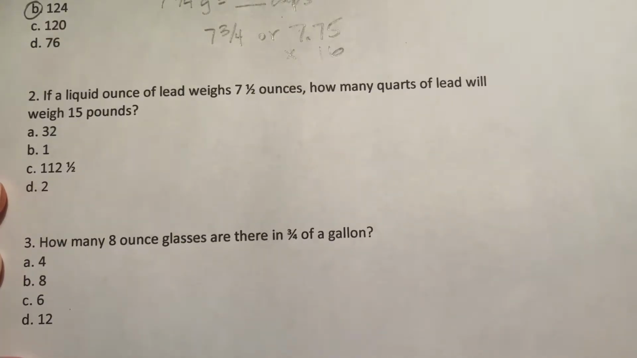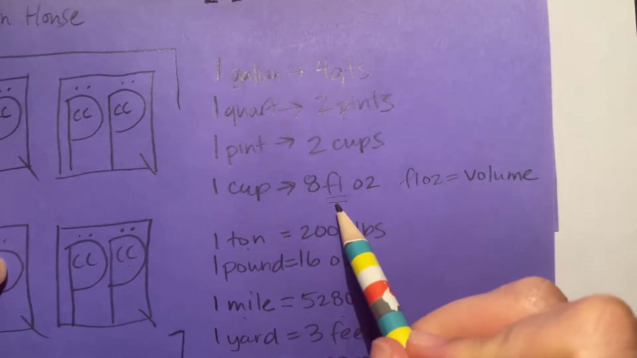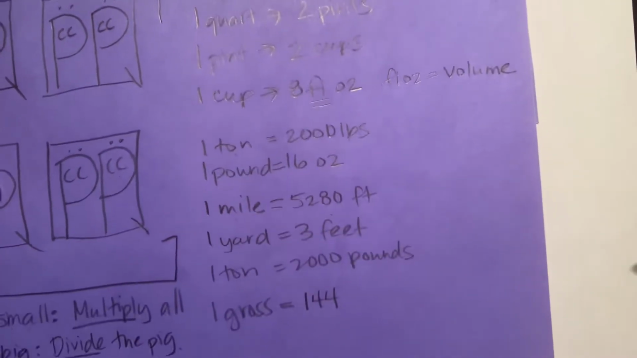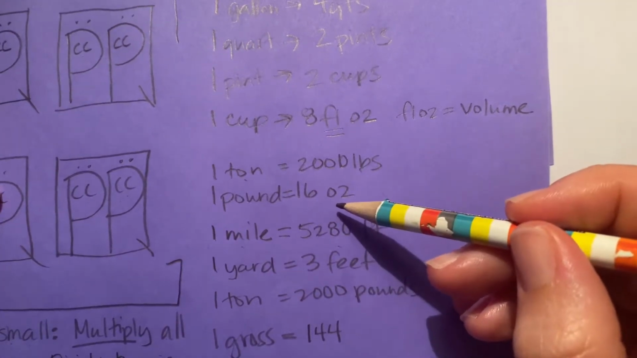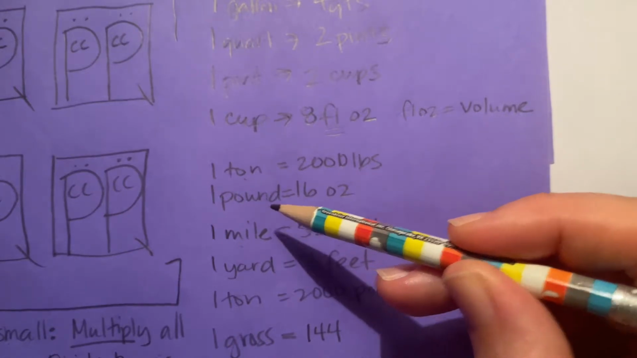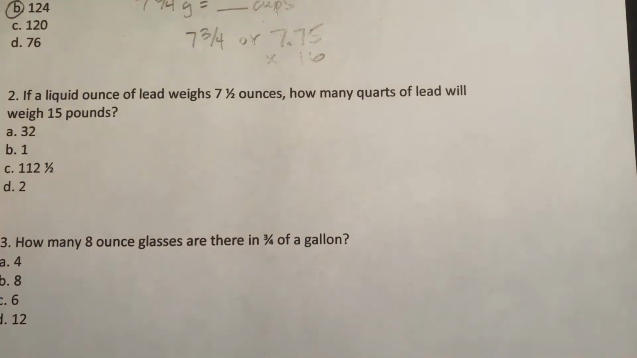All right, this one's tricky as well. If you remember when we were talking about ounces, there are fluid ounces, which is a measure of volume, and then ounces can also be weight. So 16 ounces equals 1 pound. 8 fluid ounces equals 1 cup. So this one's a little tricky.